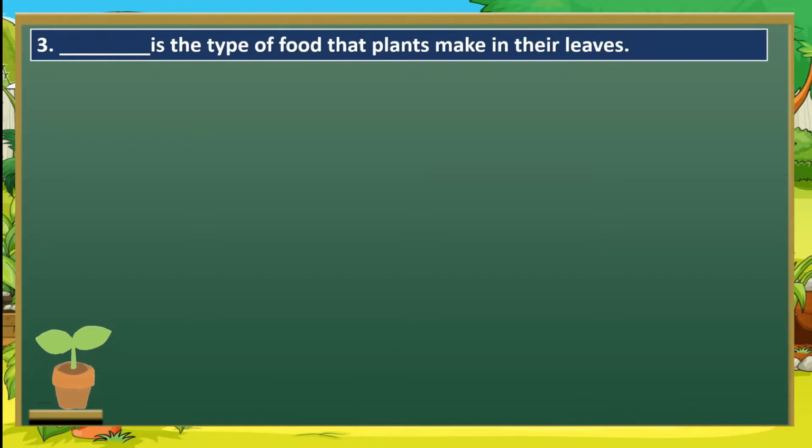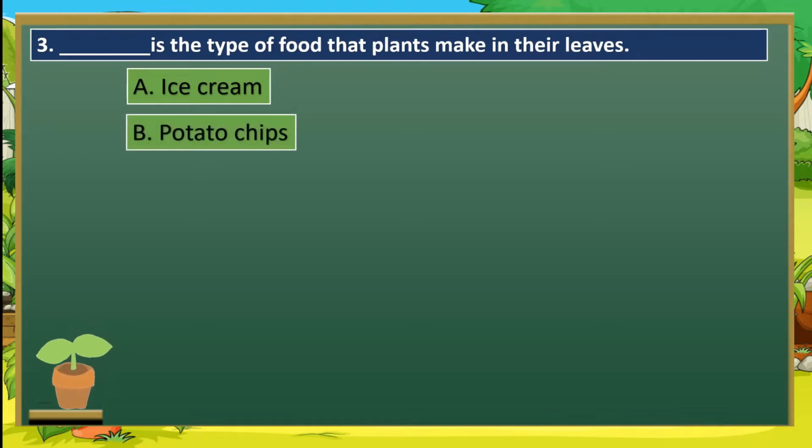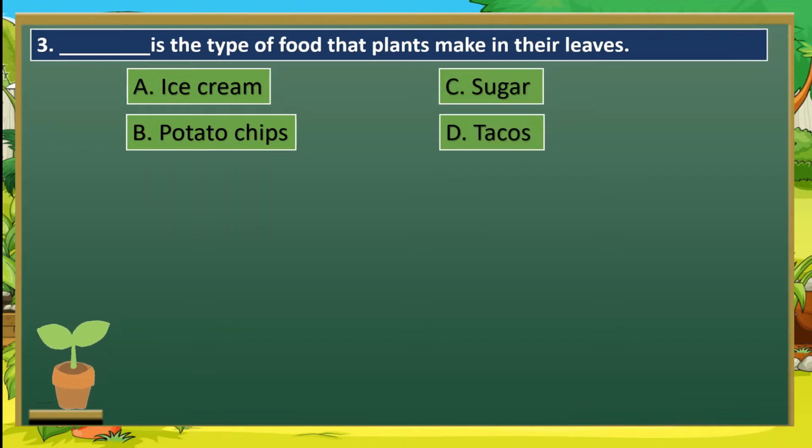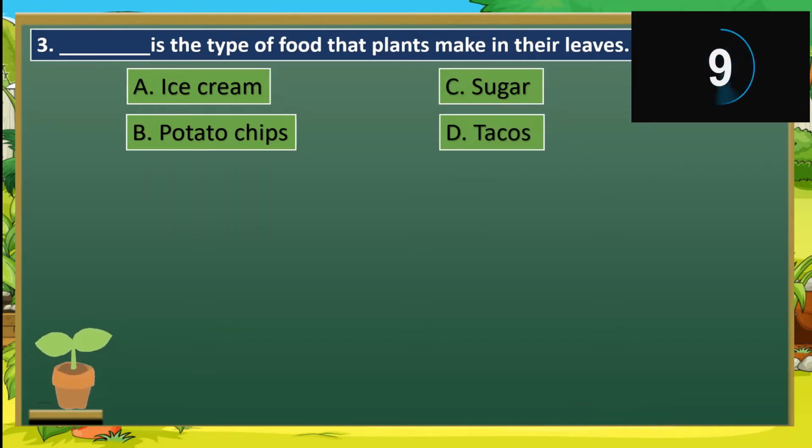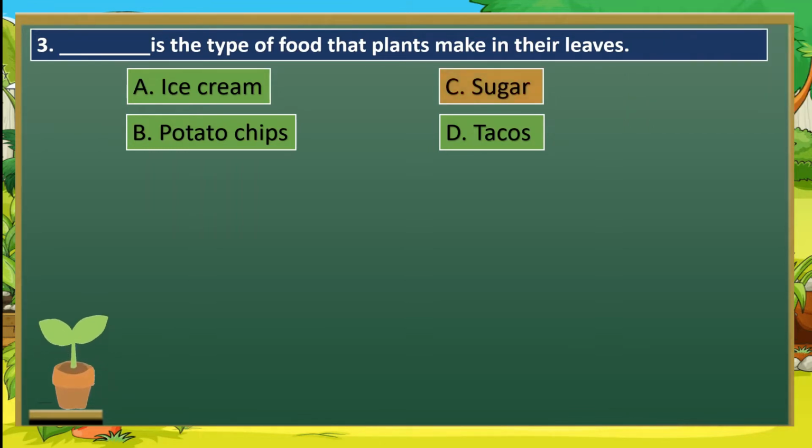Number 3. Blank is the type of food that plant makes in their leaves. A. Ice cream. B. Potato chips. C. Sugar. D. Tacos. Timer starts now. The answer is C. Sugar.